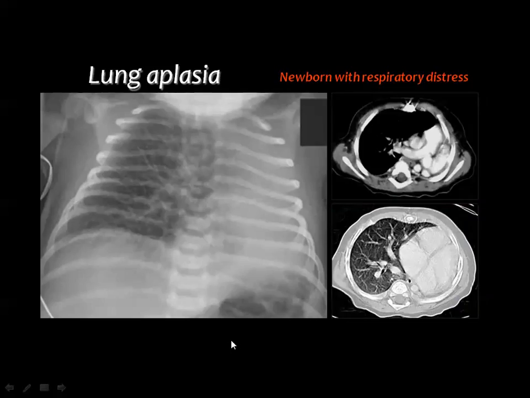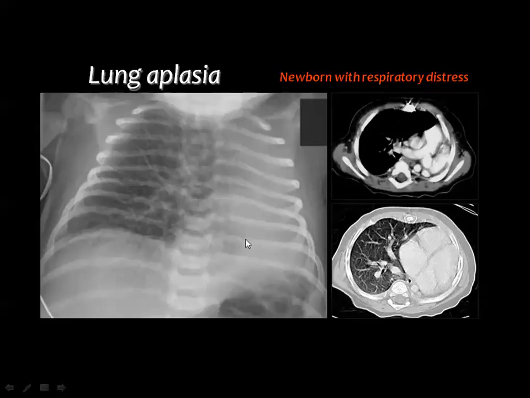Now, lung aplasia cannot be accurately diagnosed from the plain X-ray of the chest. And here you see that the left hemithorax is totally opaque. You cannot see the cardiac shadow, which is displaced to the left side. And you see that the right lung is good with normal pulmonary vascularity, and this may lead to feel that there is some hypoplasia or even aplasia of the left lung.